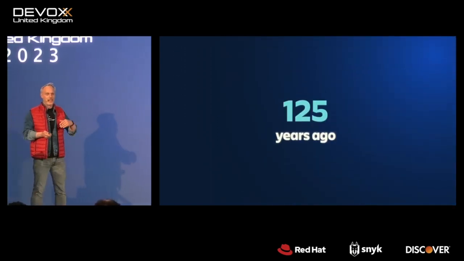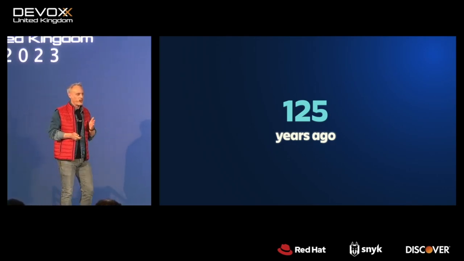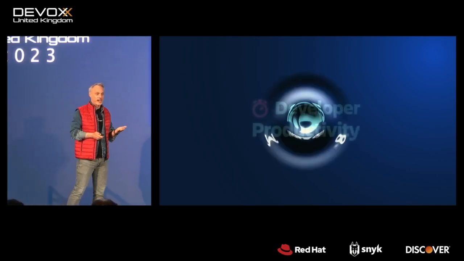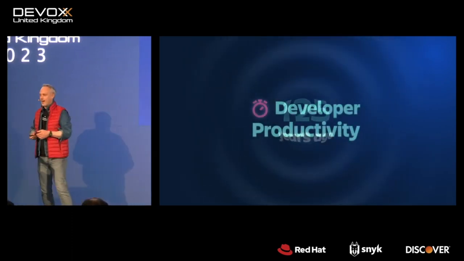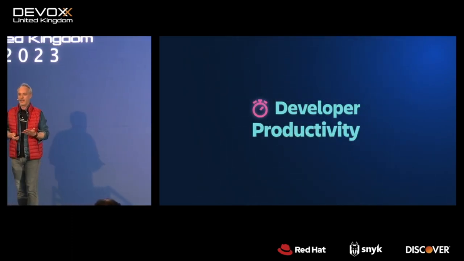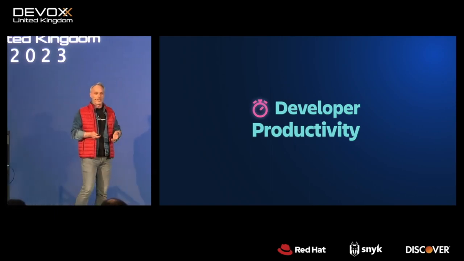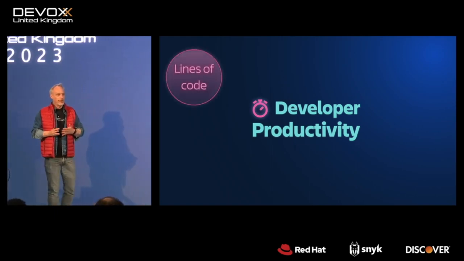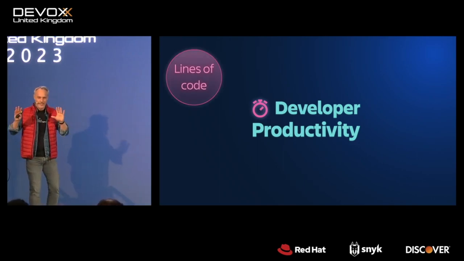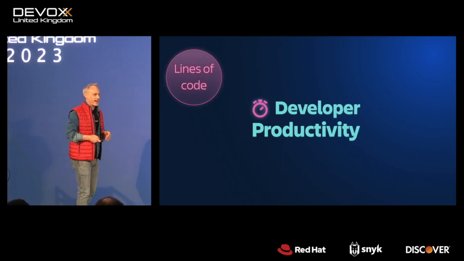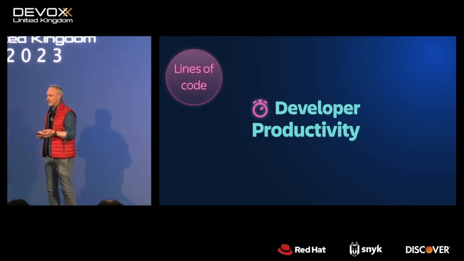Let's travel back to the year 2023 and talk about productivity of developers right now, right? So how do we measure productivity of developers? In my first job, my boss told me to count the lines of code, right? How much you added. We know this is a stupid idea, right? To count the lines of code and measure productivity by that.